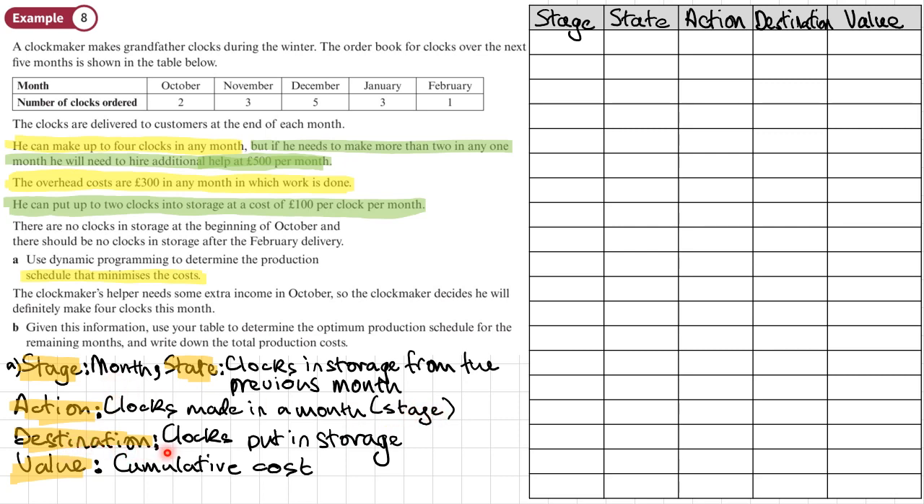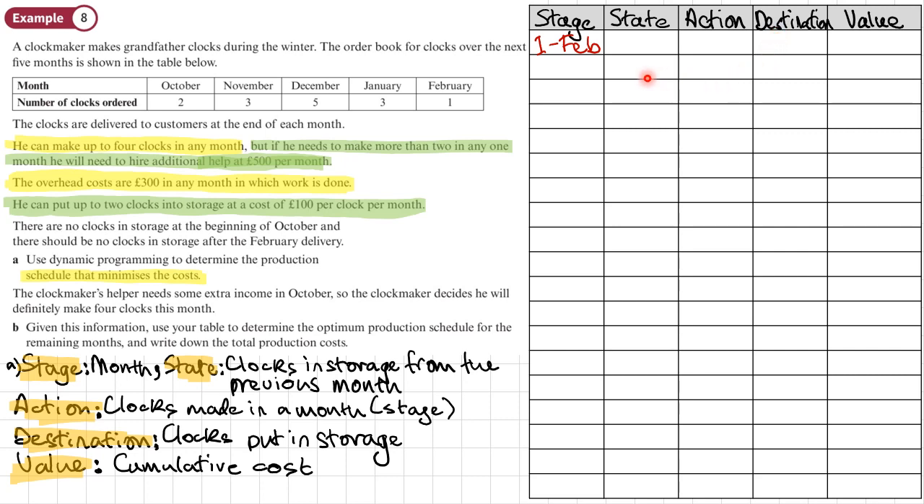The destination is the clocks that are put in storage at the end of the month and passed on to the next month. And the value is the cumulative cost. In this question, we want to minimize that cost. So we'll start with stage 1, which is going to be February. Let's think carefully about what the state, action and destinations are going to be. We don't want any clocks left at the end, so the destination is going to be 0.